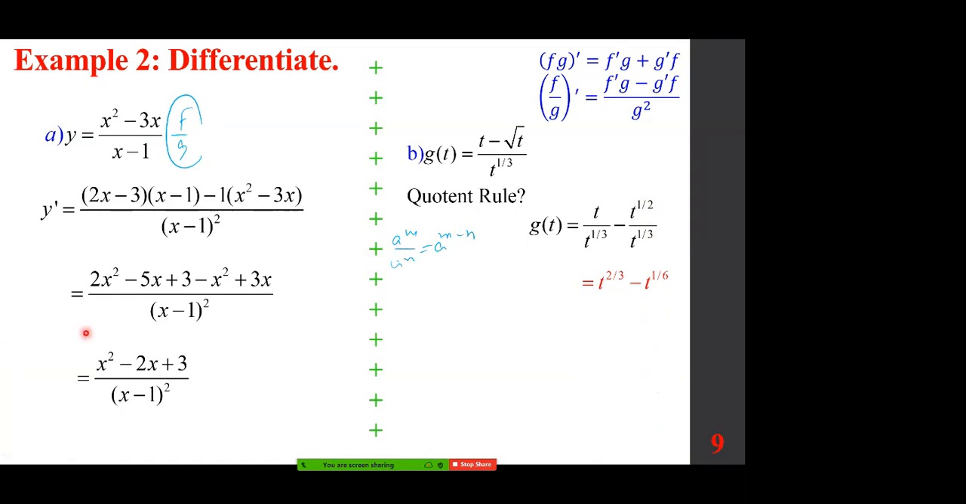So now, let's differentiate. I hope you see we did 2 steps of algebra. We haven't done any calculus yet. Let's do calculus. Differentiation. So the power rule: 2/3 sits in front, t to the power of 2/3 minus 1, and 1/6 sits in front, t to the power of 1/6 minus 1. Now, 2/3 minus 1 is negative 1/3, and 1/6 minus 1 is negative 5/6.